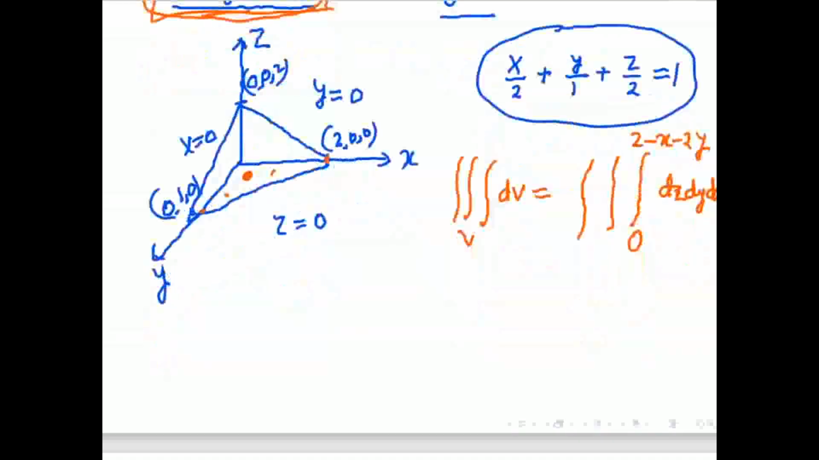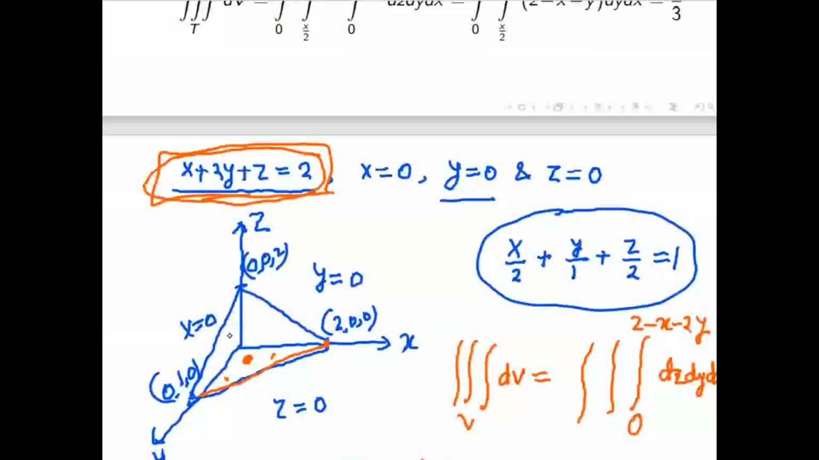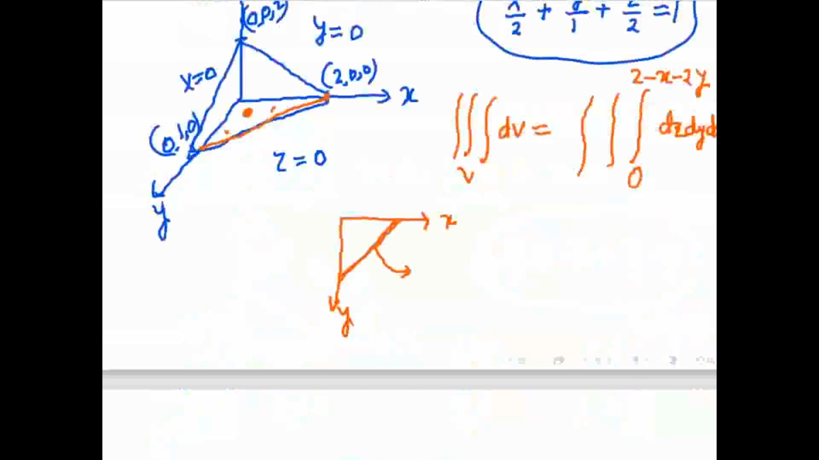Now we'll see the limits of x and y. So this is the x-axis. I'm just drawing only the xy plane, and this is the line of this plane. So in this region, what is the equation of this line? This line is x plus 2y equal to 2. Yes, because this is part of this plane, but in the xy plane z equal to 0, so the equation of this line is x plus 2y equal to 2.